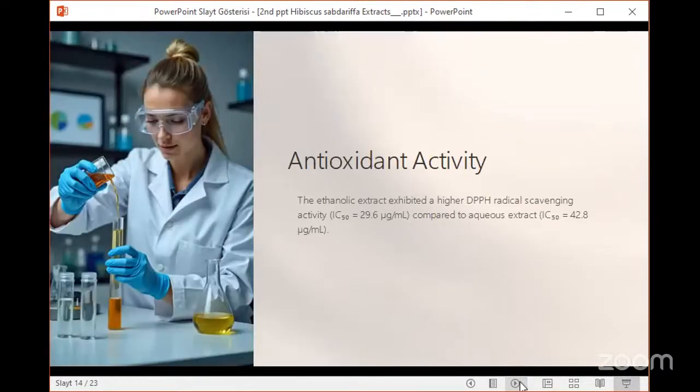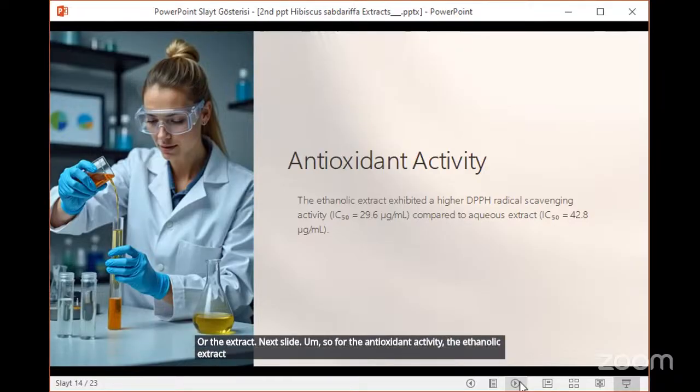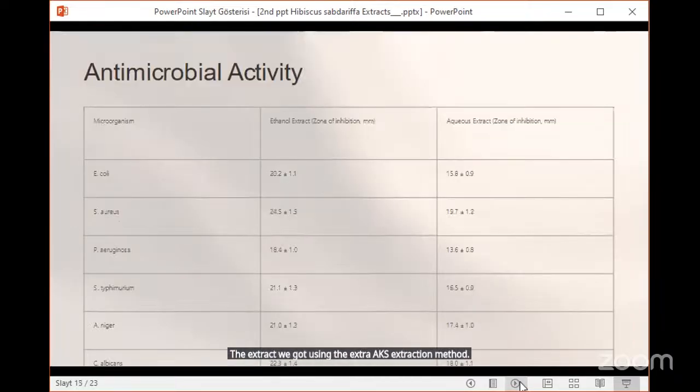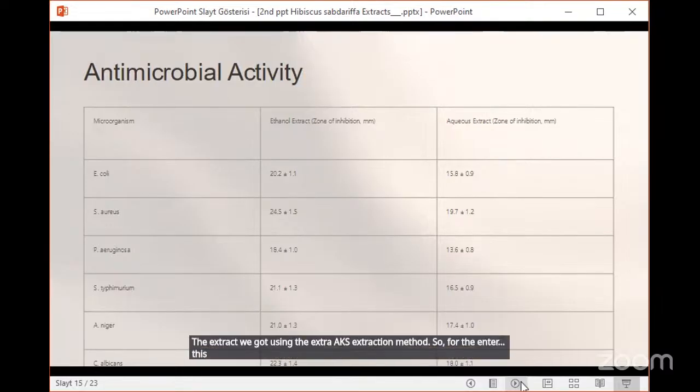So for the antioxidant activity, the ethanolic extract exhibited a higher free radical scavenging activity compared to the aqueous extract. So this shows that it is also going to be a better preservative than the extract we got using the aqueous extraction method. So this table shows the results for the antimicrobial activity. Next slide.